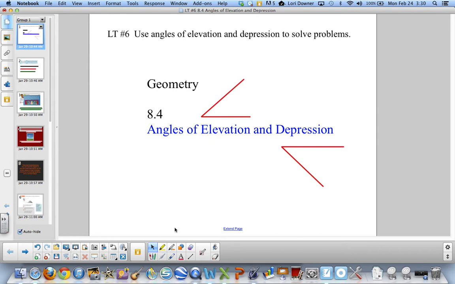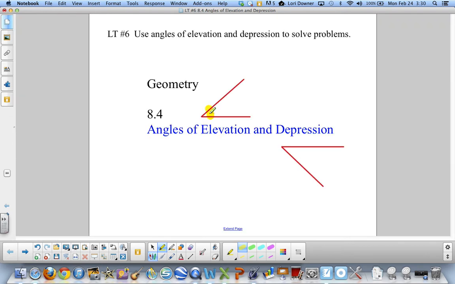So when we're looking at angles of elevation, we're looking at the angle from the horizontal up. When we're looking at angle of depression, we're looking at from the horizontal down. So you can see here from the horizontal up, this is looking at an angle of elevation, right here being the angle. And then the angle of depression is from a horizontal down, and right here being the angle. So this is what we're going to look at in this section.